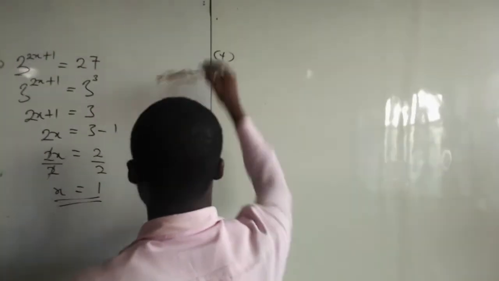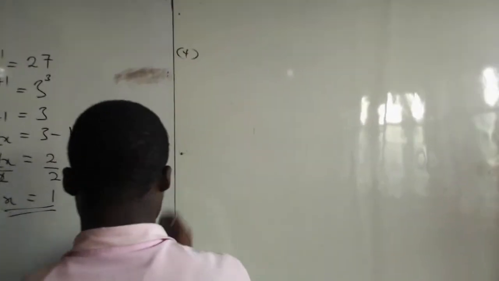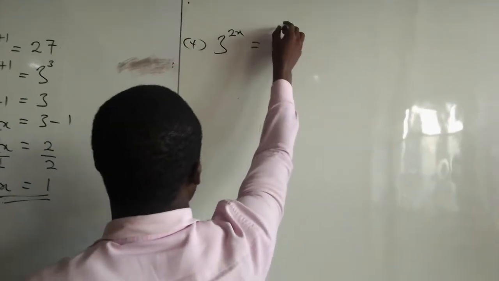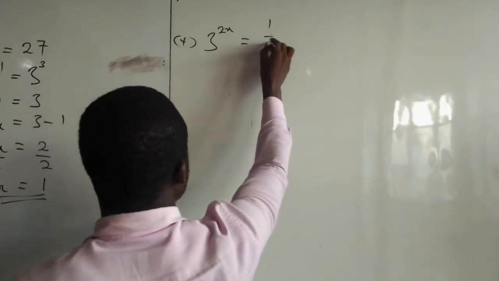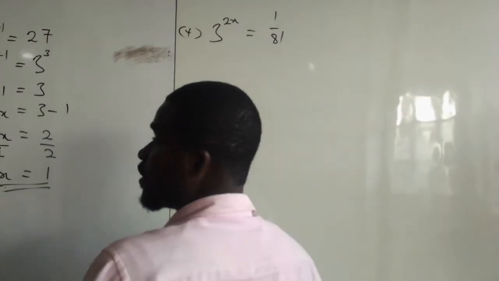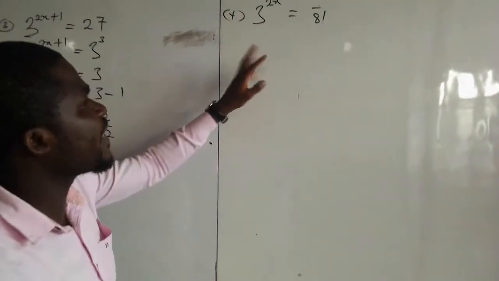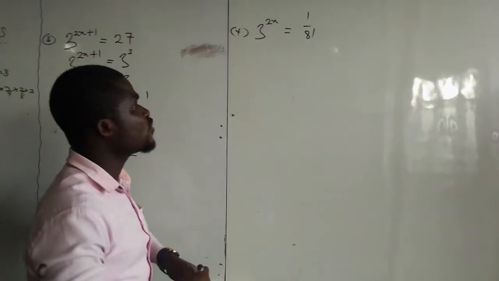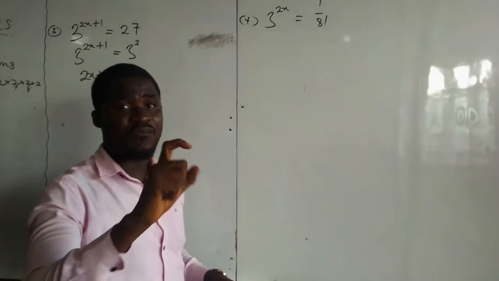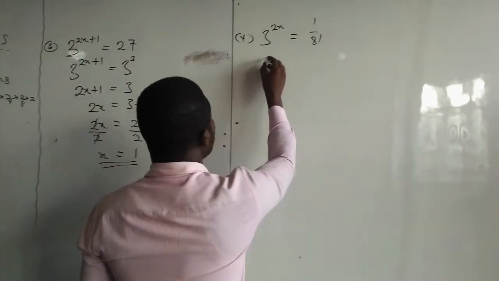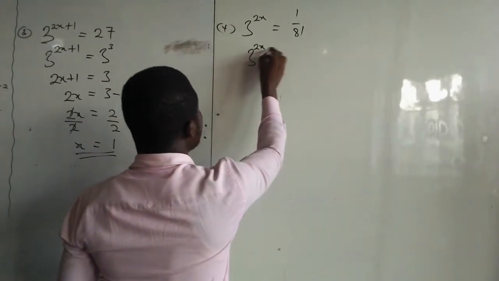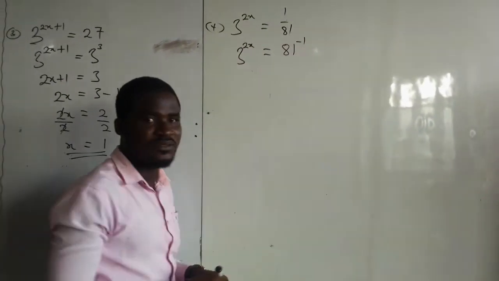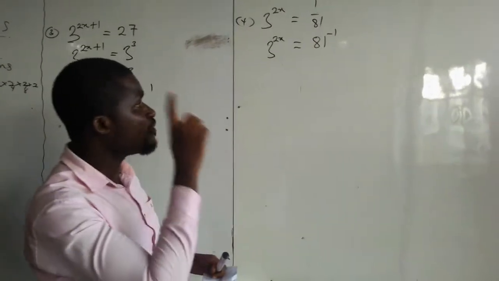Example 4. We have 3 exponent 2x equals 1 over 81. Now this one contains a fraction. So we want to write it in exponential form. So we are going to have 3 exponent 2x is equal to 81 exponent negative 1. Take note. 81 exponent negative 1.